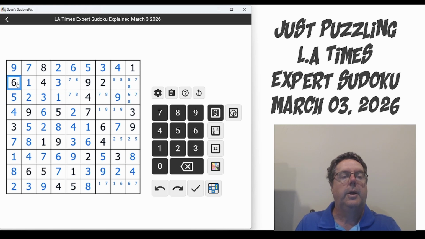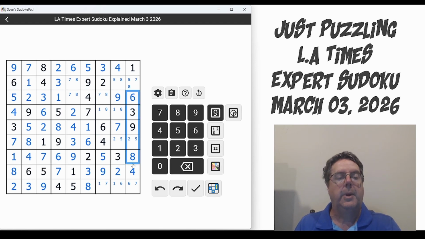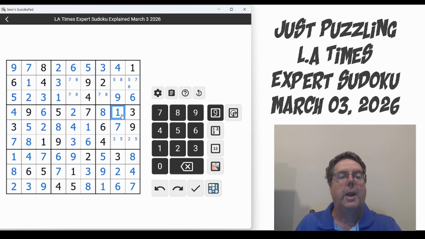6. 6 comes across here, 6 comes up here, so this is a 6 here. Coming down here, this can't be a 6, so it must be a 7. This can't be a 7, so it must be a 1. This can't be a 1, so it must be a 6. Coming up here, this can't be a 1, so it must be an 8, leaving this to be a 1 here. 8 can't be here, so this is a 7.